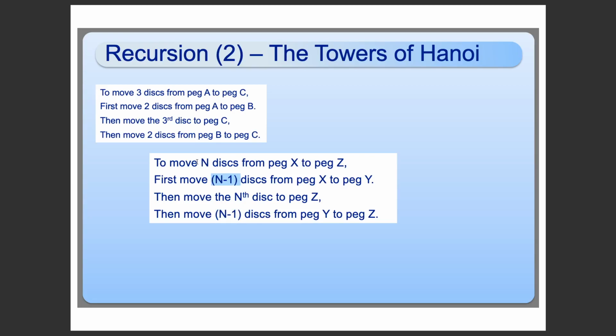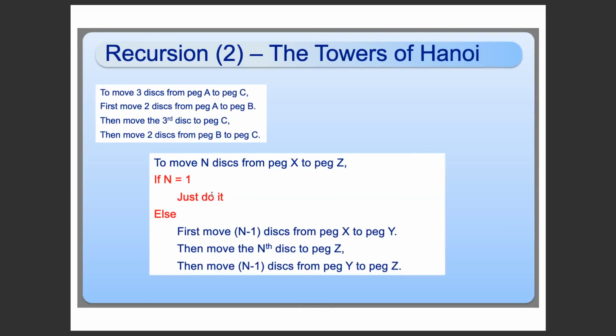In order to solve the 6 disc problem, we need to solve the 5 disc problem twice. In order to solve the 5 disc problem, we need to solve the 4 disc problem twice, and so on, until we get to the point where n is 2. Okay, in order to solve the 2 disc problem once, we need to solve the 1 disc problem twice, and the 1 disc problem is very simple. It's just moving the disc from one peg to another. And so we can expand the pseudocode there to include the case where n equals 1, which is simply moving a single disc from one peg to another.